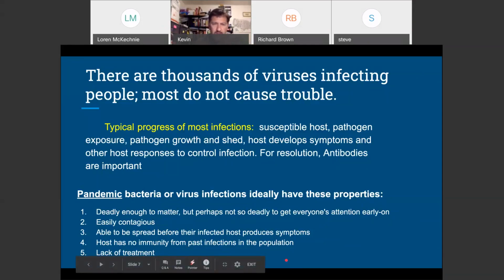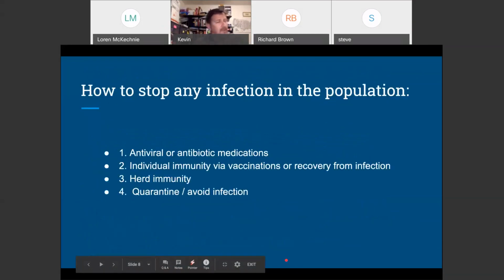So this COVID thing is a perfect example of a pandemic type of germ. It has all of those characteristics. Now, in a population, whenever there's an infection, you can stop it through these four ways. You can either have medications to treat the infection, or you can have people develop their own immunity, either by vaccinating them or developing their immunity because they have been infected and now they are immune.